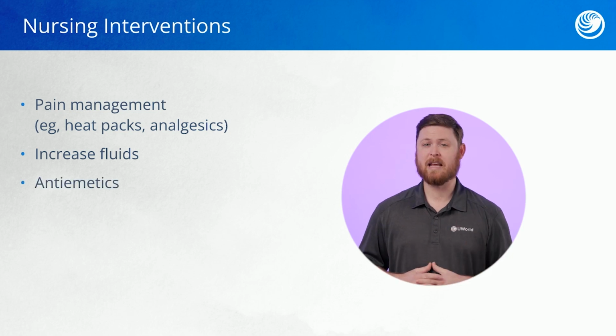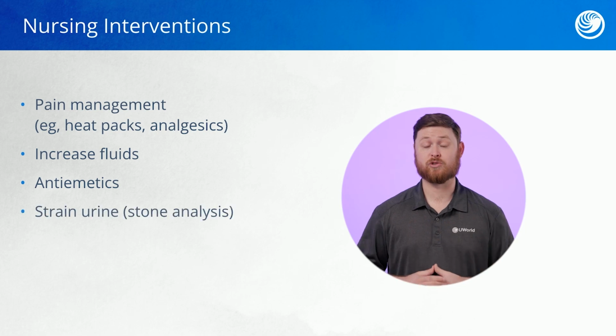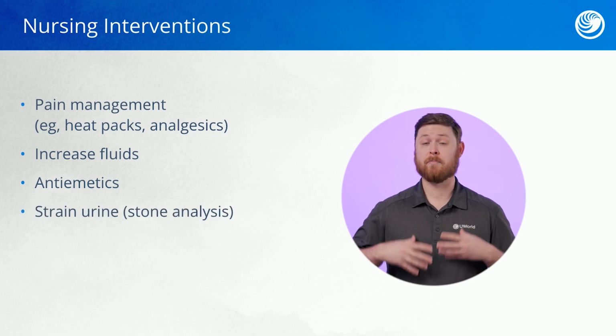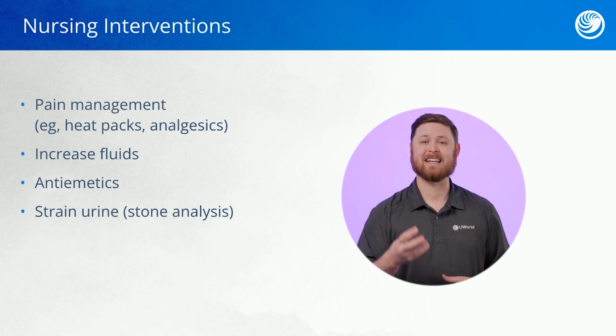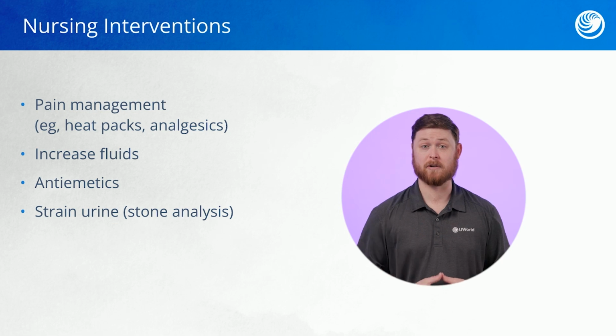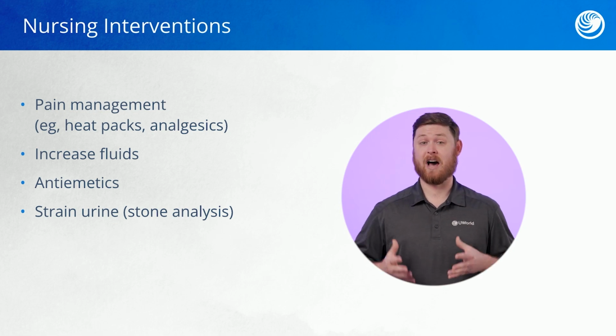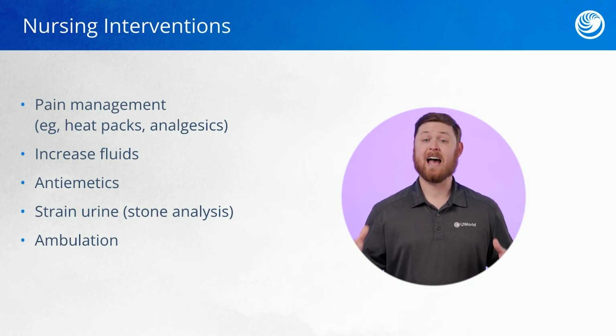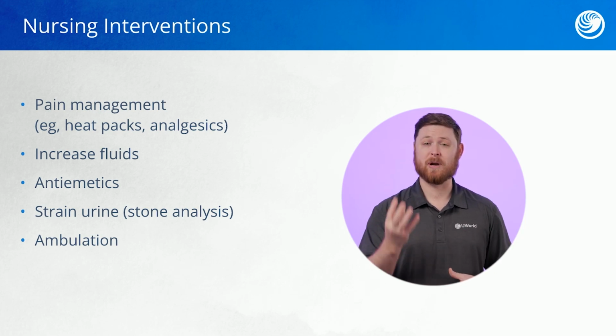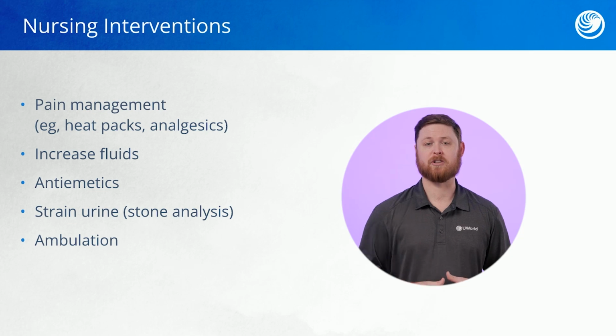The client may need antiemetics if they have severe nausea and vomiting. And it's important for us to strain all urine, not only to monitor for the presence of the kidney stone itself or stone fragments, but also to be able to take those stones and analyze them like we discussed earlier. We want to make sure that we get the client up and ambulating, which will help improve blood flow to the kidneys, as well as employ gravity to help bring that stone out from the urinary tract itself.